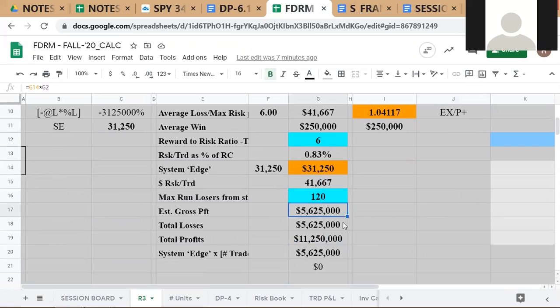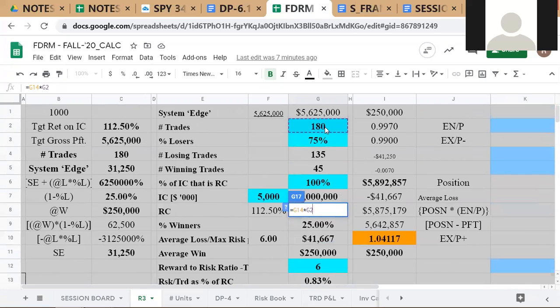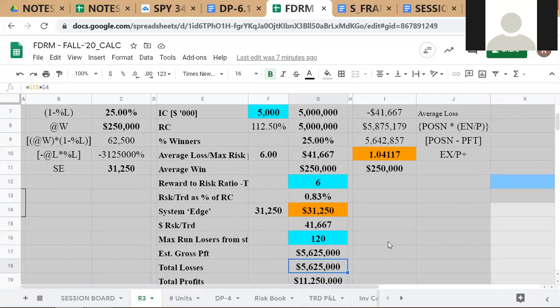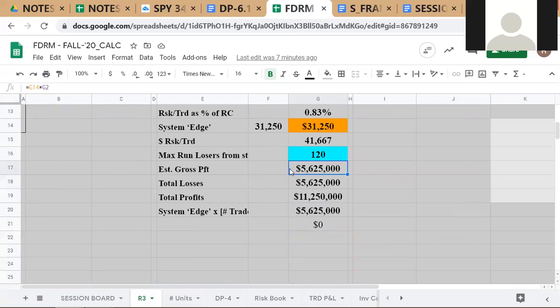The estimated gross profit, where I hope I put the formula here, is G14 into G2. G14 is the system edge, and G2 is the total number of trades. So this will always be true. These are kind of identities, so these are always going to be true. The total estimated gross profit comes from the plus minus. I've done this with the number of trades. One of these should have been just total profits minus total losses. You can see total profits minus total losses is equal to this figure.